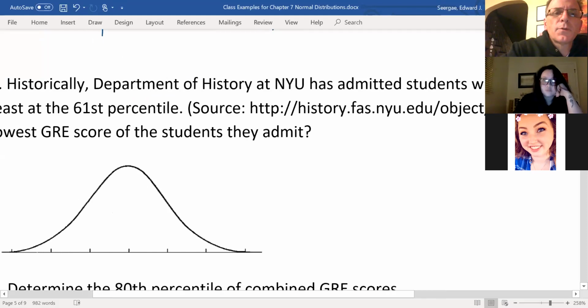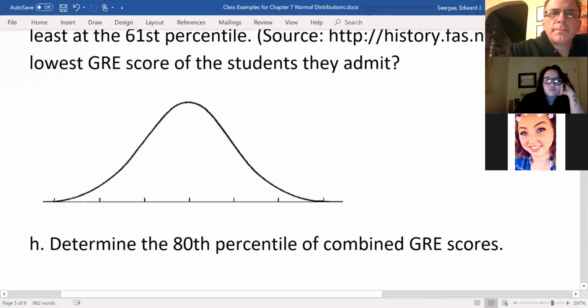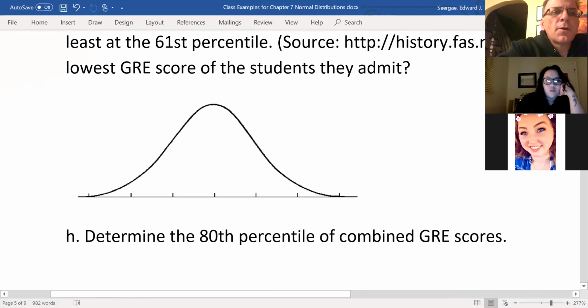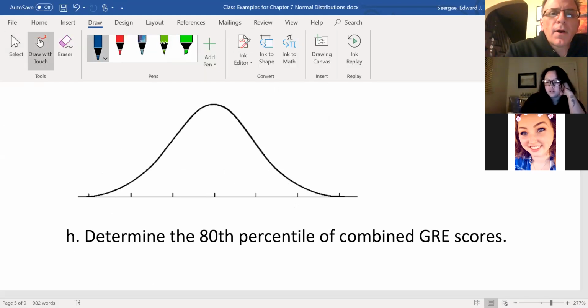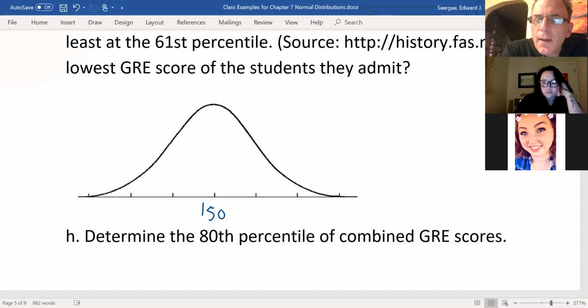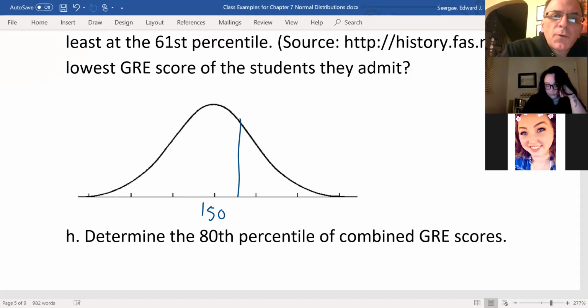So let's see if I can do this with my 5-year-old handwriting. Okay? So let's go back. Let's take a look again. Remember, our mean score is 150. Now, what is the percentile for 150? The percentile at 150, it's right smack dab in the middle. So what percentage would that be? Everybody's thinking to themselves, that would be 50%. So your 50th percentile would be a 150. But we want the 61st percentile, so we want to go a little more than that. We want to find a score that's about here.